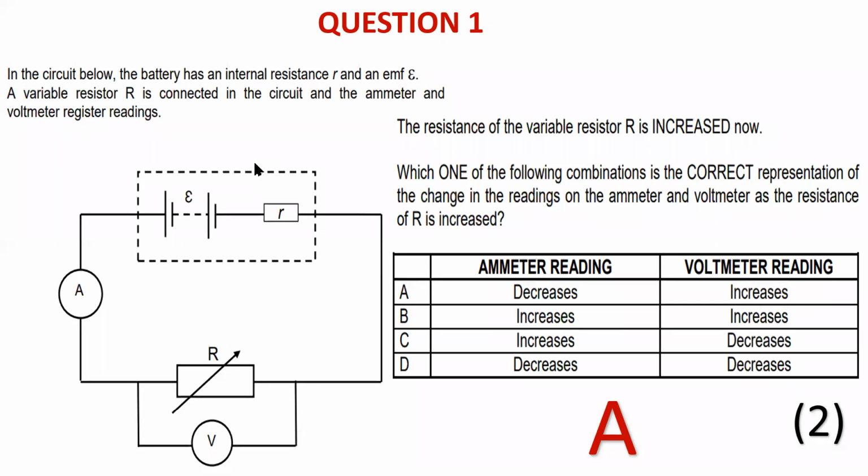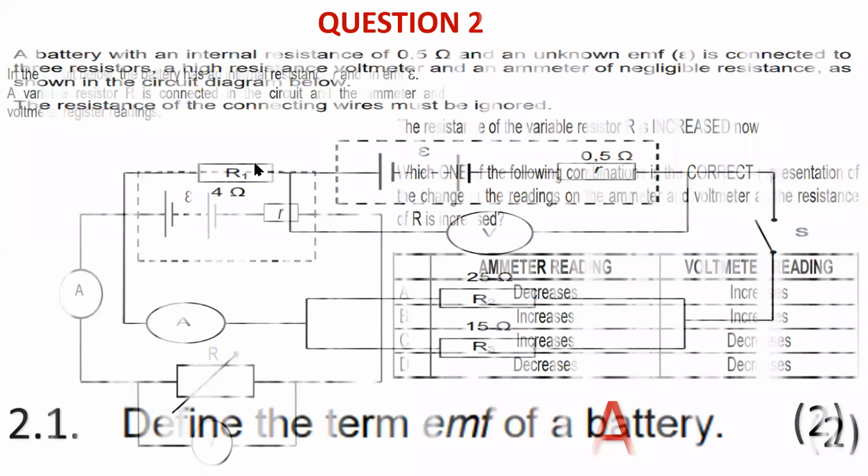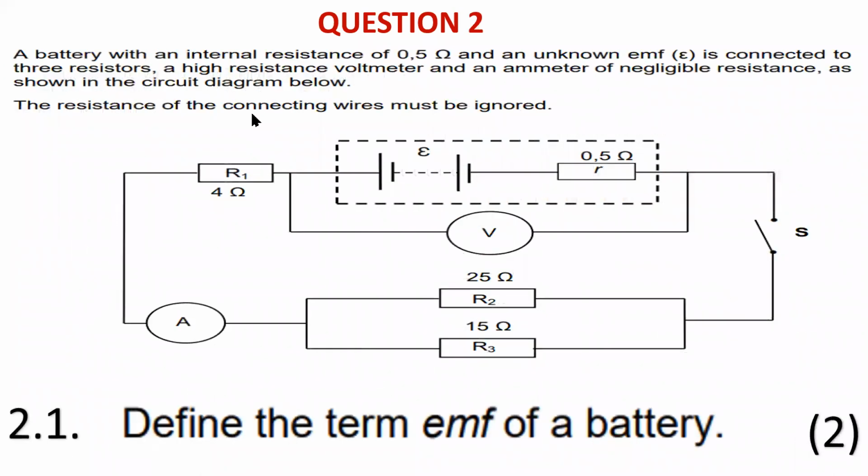Let's see our question 2 today. Let's see what they ask. All right, we have an electric circuit. So what we know, let's check. A battery with internal resistance, 0.5 ohms, and the EMF we don't know. Connected to 3 resistors, R1, R2, R3: 4 ohms, 25 ohms, 15 ohms. We also have a voltmeter and an ammeter. As you see, the voltmeter is connected to the battery directly. This is our circuit.